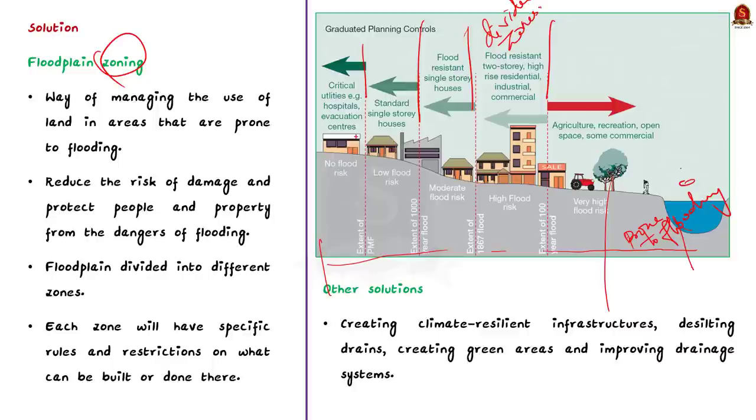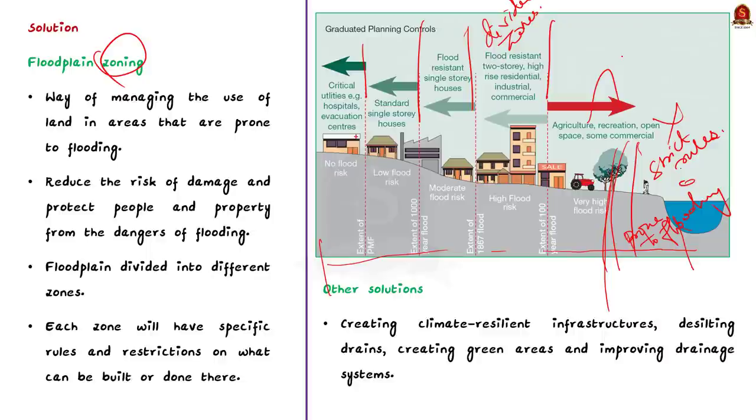For example, in areas close to the river or stream where flooding is most likely to occur, they will have stricter rules. In these areas, construction of homes or buildings is restricted or even prohibited. This helps in minimizing the potential for loss and damage during floods. On the other hand, areas further away from the river or stream may have fewer restrictions and certain activities like parks or agriculture might be allowed. This is because the risk of flooding is lower in those areas. So in essence, floodplain zoning helps in ensuring that development is balanced with the natural processes of the floodplains.